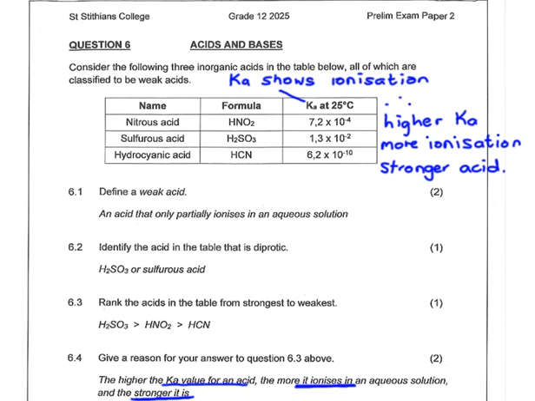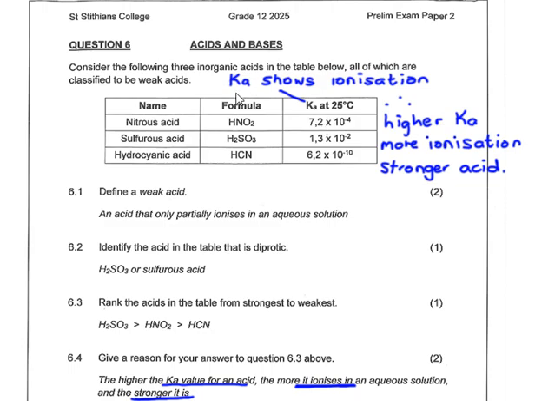Hello grade 12s, this is an explanation of question 6, which is the acid and base question in the prelim. Consider the following 3 inorganic acids in the table below, all of which are classified as weak acids: nitrous acid, sulfurous acid, hydrocyanic acid. They've given you the formula and they've given you the Ka values.